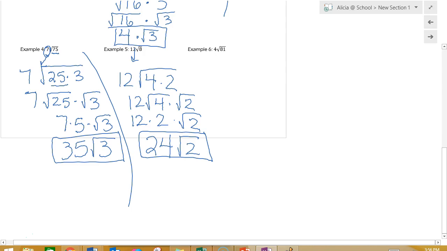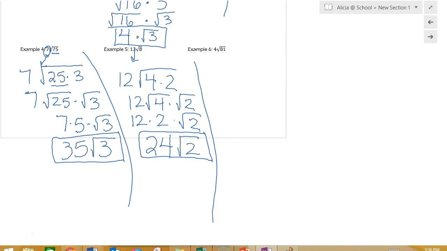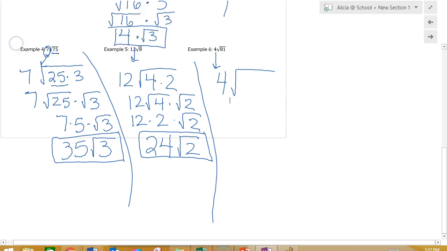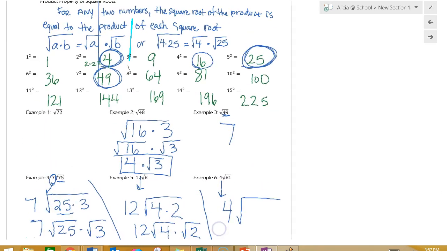All right, next one I have example 6, where I have 4 times the square root of 81. So I know that coefficient of a 4 is just going to get brought down. And I want to break up the square root of 81. So looking above, always check to see if I have a perfect square. And we do see that the square root of 81 is a perfect square because 9 squared is 81.